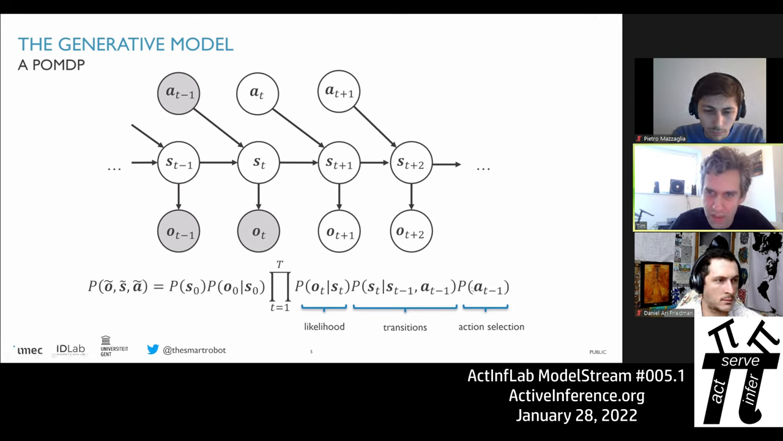So you have a prior over actions. This basically determines the probability that you take certain actions at a certain time. You have some transition probabilities: what is the probability that I will transition to this next state, given my previous state and the action I did. And you have the likelihood model, which basically says, given the state I am in, which observation I will see.